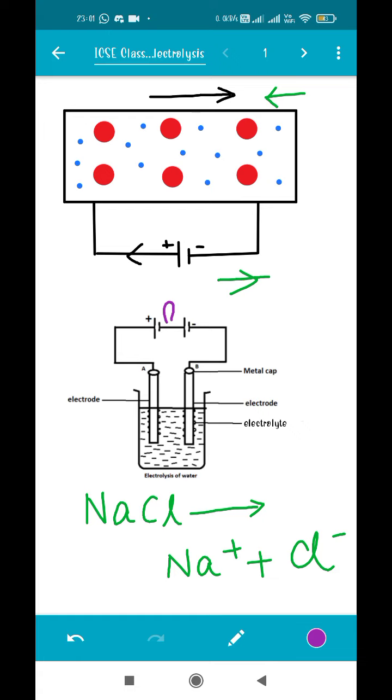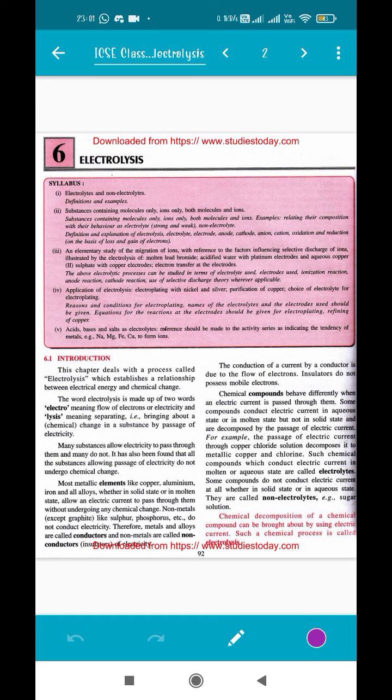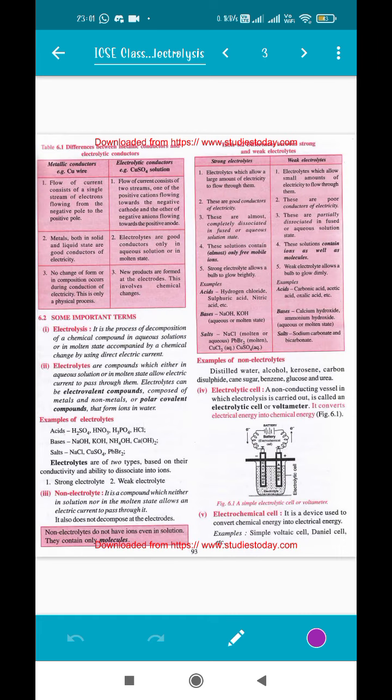But in case of a weak electrolyte, since the amount of electricity is less, the bulb will not be very bright. So this is also a way through which you can understand and differentiate between a strong electrolyte and a weak electrolyte. So there are certain examples. I told you about strong electrolytes already.